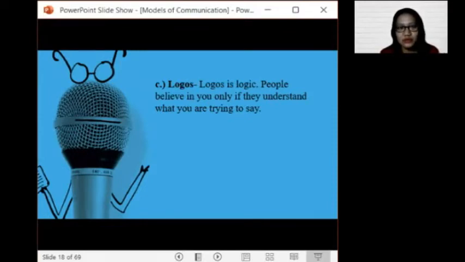You must be able to give accurate answers and accurate examples as well. Okay, and there is also one of the criticisms received by Aristotle in this model. According to some critics or experts, he did not provide any concept of feedback, any concept of noise, and he only used this for public speaking.